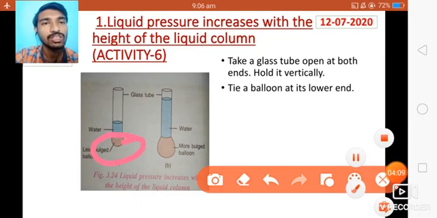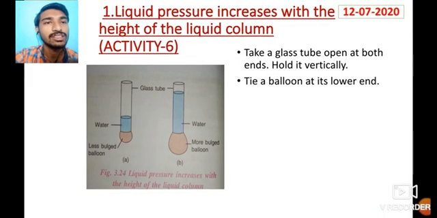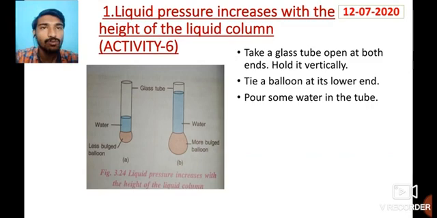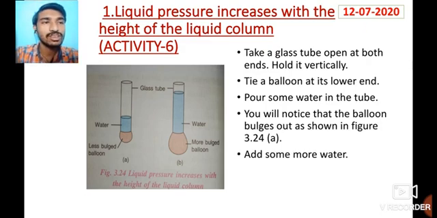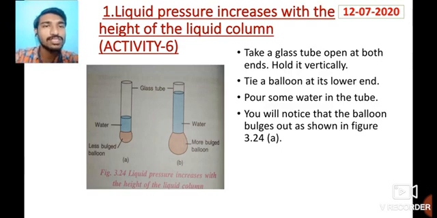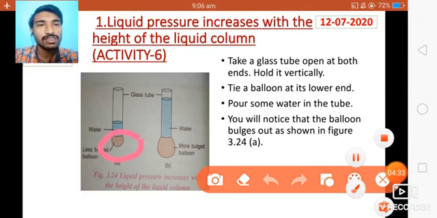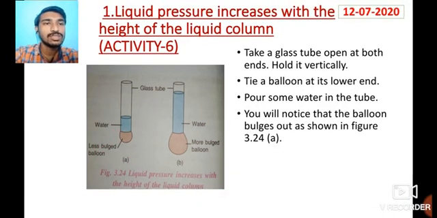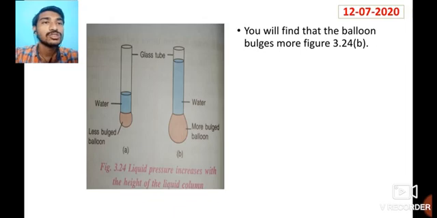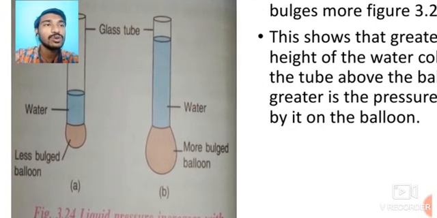Here you can see in orange color a balloon tied at the lower end. Now pour some water in the tube. You will notice that the balloon bulges out as shown in figure 3.2a. You can see the balloon is bulged very little here because I have poured very little water. Now I am going to add some more water to the same glass tube. What will happen then? You will find that the balloon bulges more.